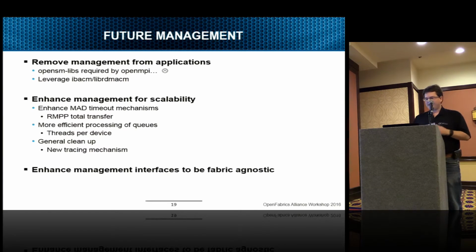For management, I ran into this the other day, so I just had to throw it on a slide. The OpenSM libraries are actually required to install OpenMPI. Why? OpenSM has nothing to do with running MPI. It manages your fabric. So over the years, we've grown this very organically. Things have been, oh look, I'll grab this library. These are some of the things that we need to start to separate out and get an actual architecture for the entire stack. Obviously, leverage IBACM and RDMA-CM, as I've said before. I think there are other things we can do in management, enhancing MADs for the RMPPs.